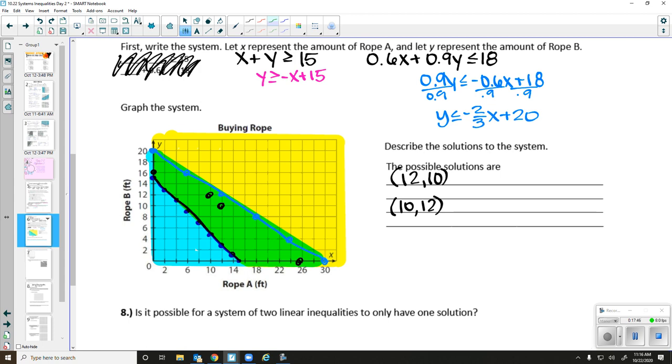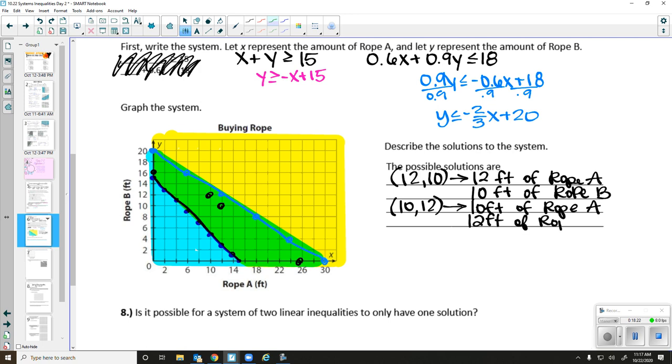Okay, well let's talk about what those mean. What does the 12, 10 mean? Rope A, 12 feet, rope B, 10 feet. So 12 feet of rope A and 10 feet of rope B. What would the 10, 12 ordered pair mean? Flipping it. 10 feet of rope A, 12 feet of rope B.